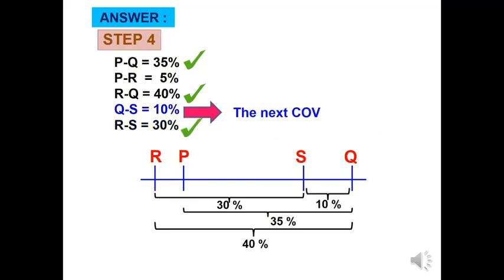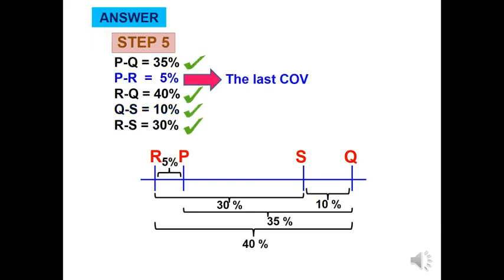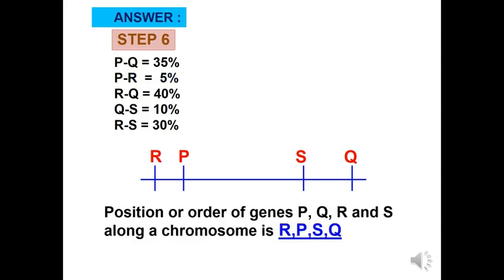Since all genes have been mapped to their locations on the chromosome, in this step, we will only have to label the distance from other genes by using the fourth highest COV value as a reference. The last COV value acts as the confirmation that all genes are mapped correctly. We may verify this by simply subtracting the distance between P and Q from the distance between R and Q. The answer will be the relative distance between R and P. Therefore, the correct order of gene P, Q, R, and S is R, P, S, and Q. Please take note that the reverse order may also be accepted as the correct order.